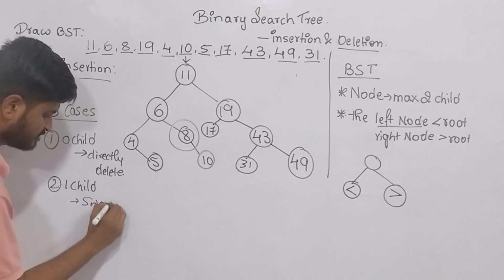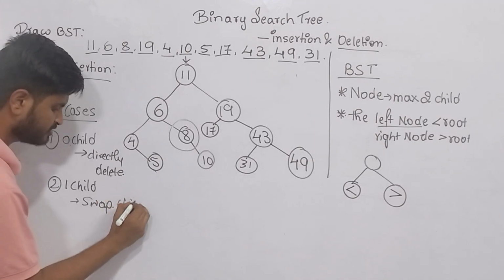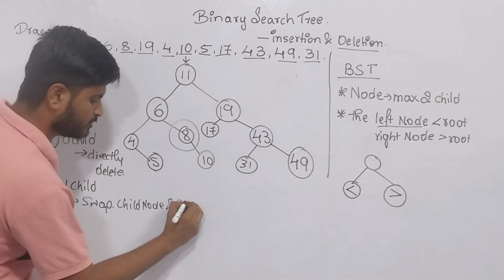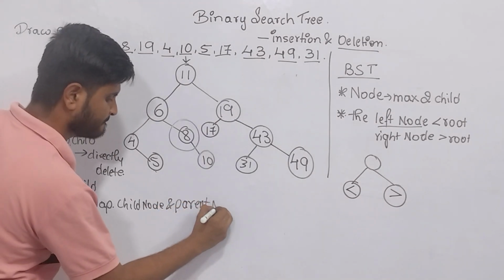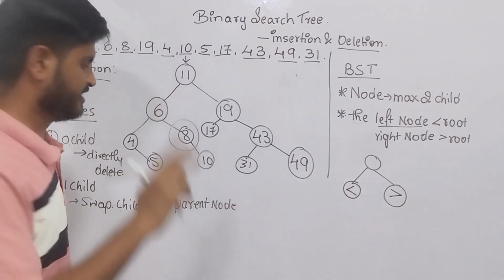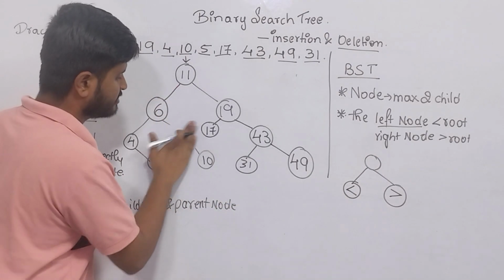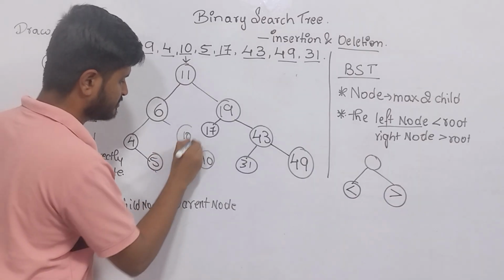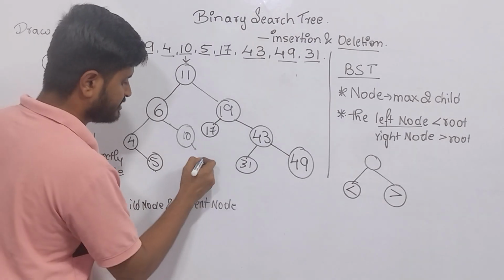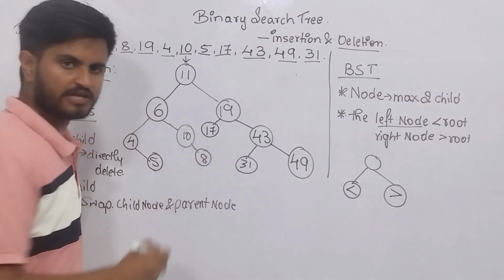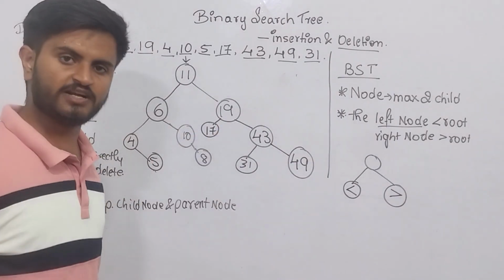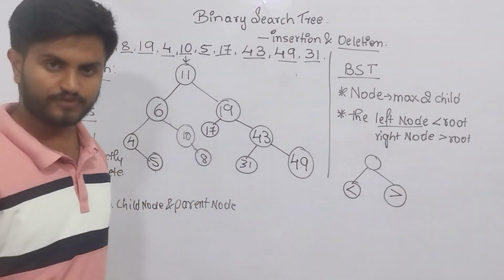I will swap the child node and parent node. So what you must do, swap the child node and parent node. So what it will be, 10 will go here because for 8, 10 was the child, and 8 will go here. Now I swap the parent and the child. Now if you see, 8 is having 0 child. Now 8 has become the leaf node.